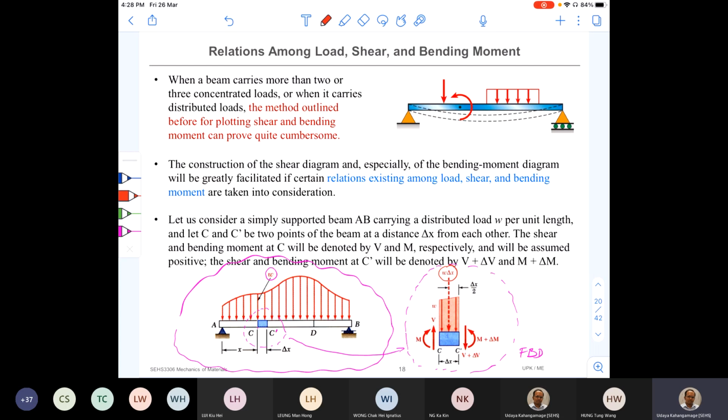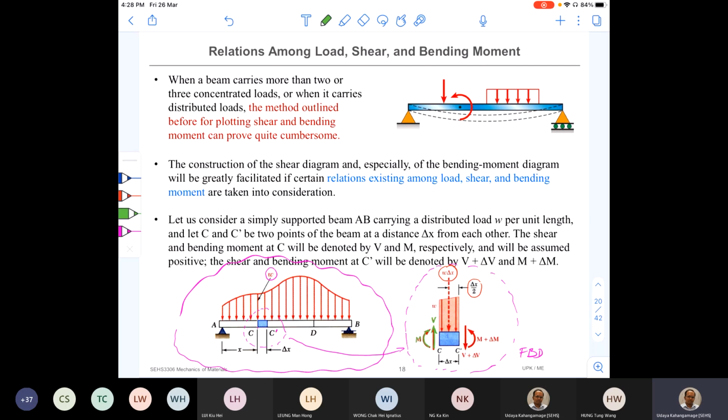delta X, right? So we replace the distributed load with the equivalent force, and the distance to that point should be right at the middle of the rectangle. Therefore, it is delta X by 2 away from C prime, or even from C. And next, we are going to mark our internal shear force at point C, which is V, and internal bending moment M. And both of them are marked in positive sense.